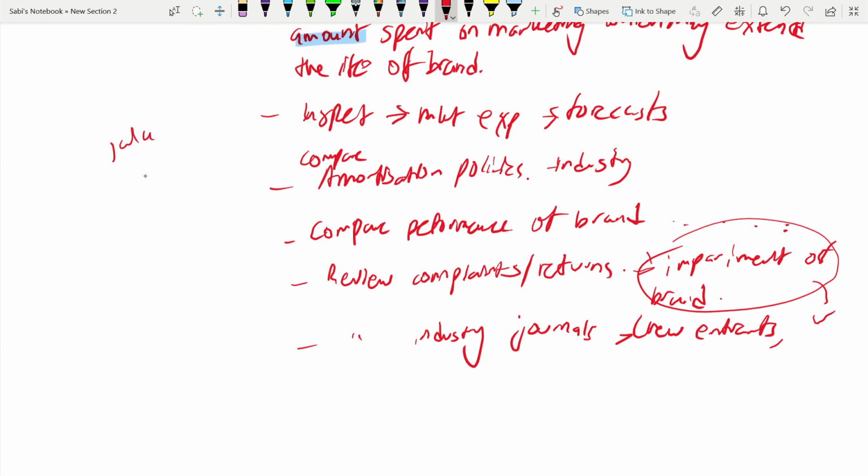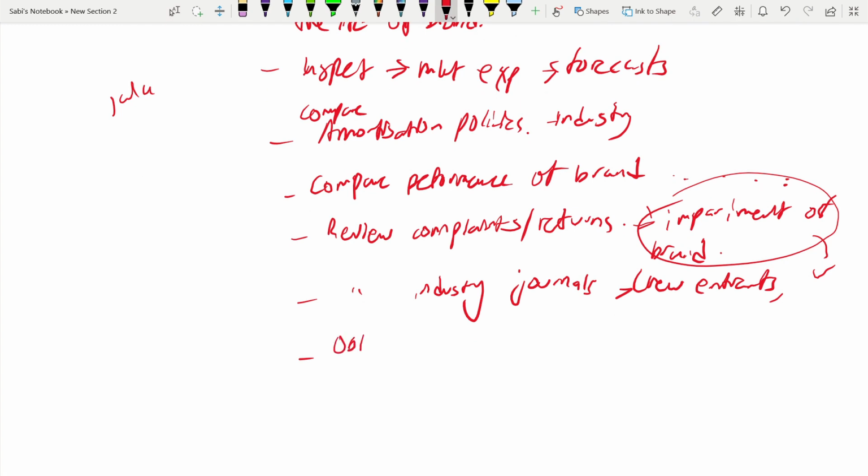Again, impairment comes. And the last audit procedure here is to obtain a written representation from management. That means they are confirming in writing that they believe the brand is not impaired, and that the impairment review has been performed using reasonable assumptions.